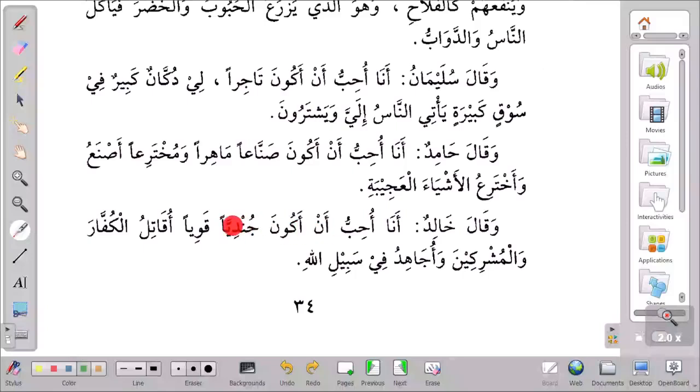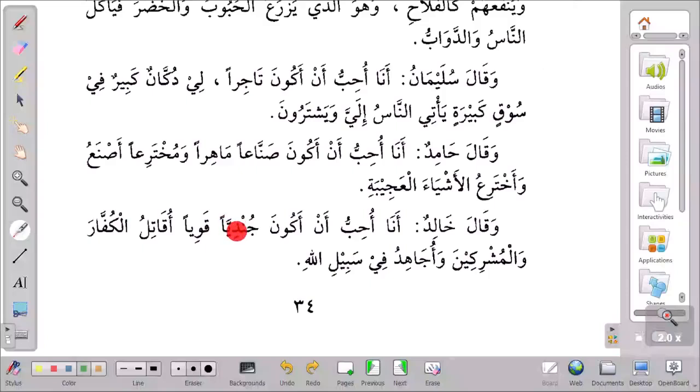Ana uhibbu an akuna jundiyan. I want to become a soldier. Jundun is a soldier, or jundiyun is a soldier. So for example, Allah says, Walillahi junudu samawati wal ard. To Allah belongs the junud of the heavens and the earth. When Allah is talking about the heaven and the earth, Allah is talking about the mu'minun, the believers. They fight on the path of Allah. May Allah make us among the mu'minun, the true believers, as his junud, his soldiers, those who fight on the path of Allah.